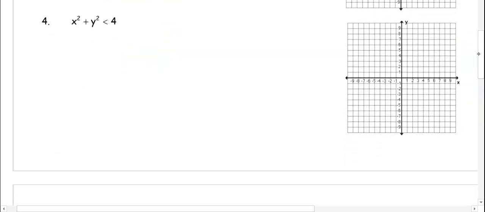In number 4, instead of an equal sign, we have a less than sign. Think back to inequalities. Less than signs are going to include some type of line, either solid or dashed, and some shading. So first, let's find our basic information. We need the center, and we need the radius.